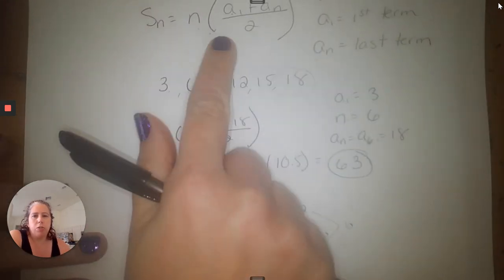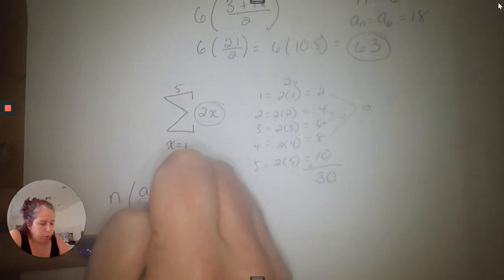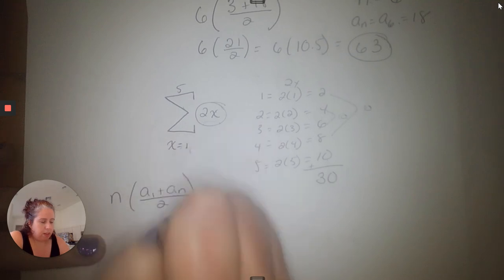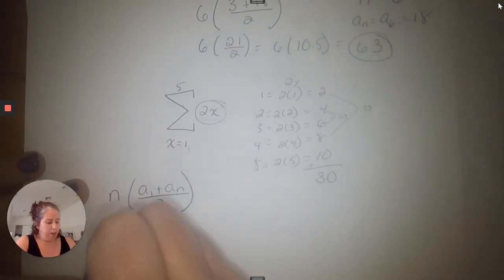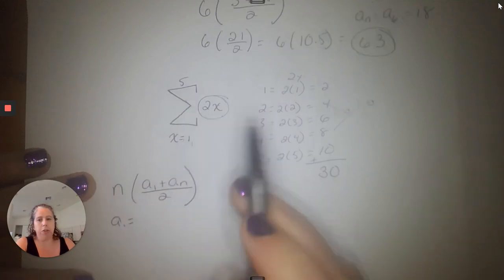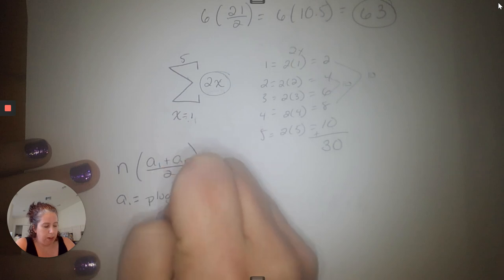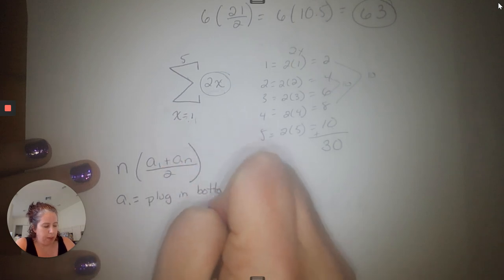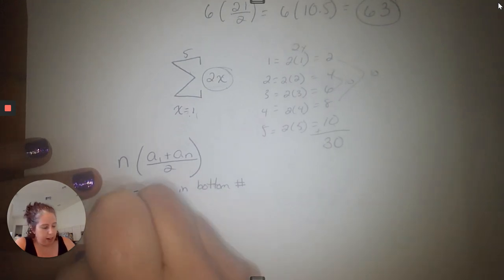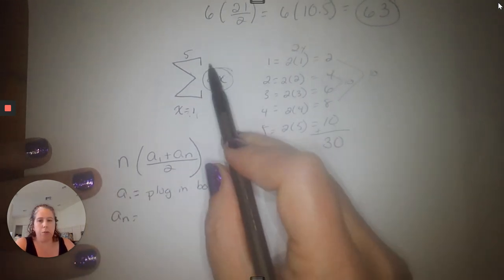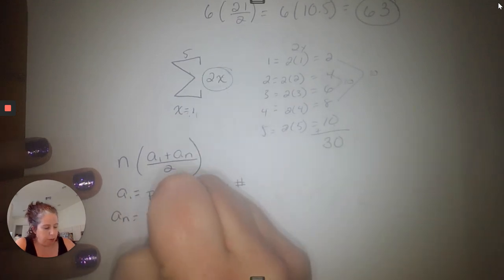We can just use this formula: n times a1 plus an, divided by 2. A1 is the first number, and you get it by plugging in the bottom number. An is the last number. How do we get this last number? We plug in the top number.